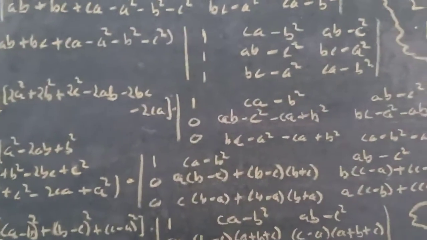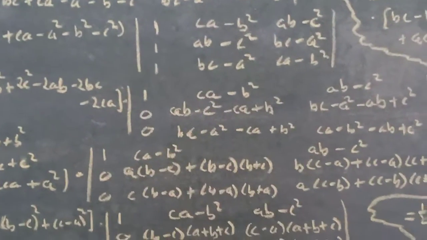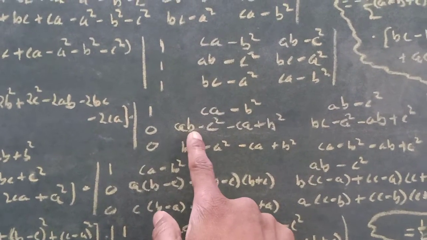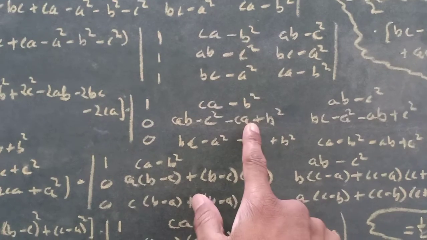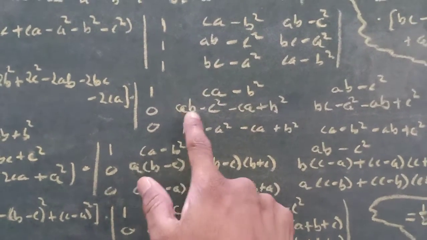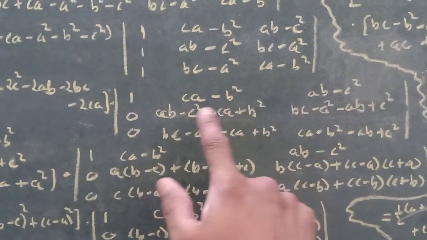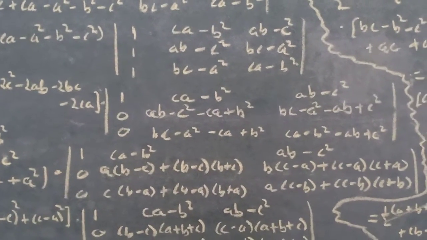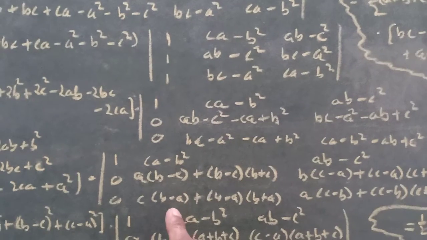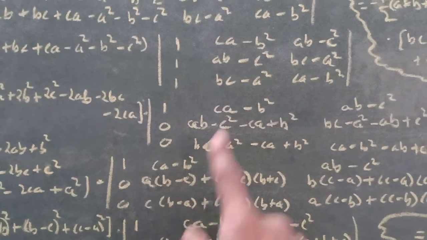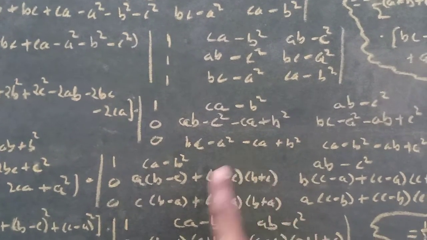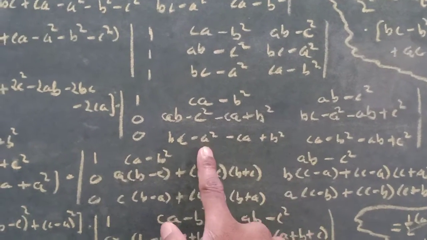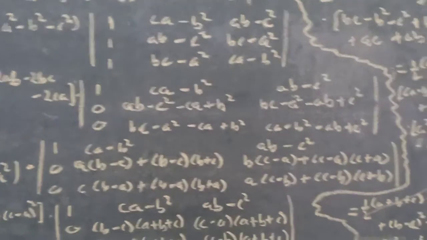Now in the determinant, what is left? The first column as it is. In the second column, CA minus B square, and here you see AB minus CA. From AB minus CA I am taking A common, so we get B minus C left, plus B square minus C square. B square minus C square becomes B minus C into B plus C. In the next element of column 2, from BC minus CA I am taking C common, so we get B minus A, and B square minus A square has factors B minus A into B plus A.